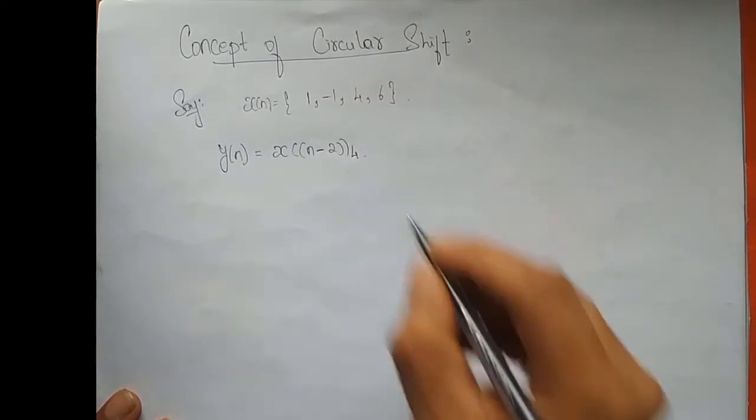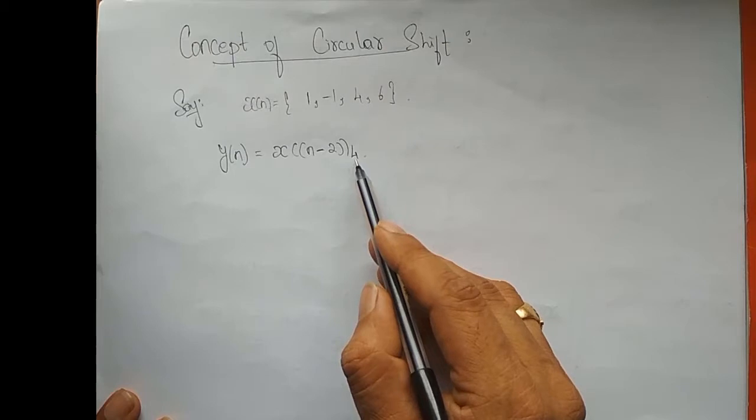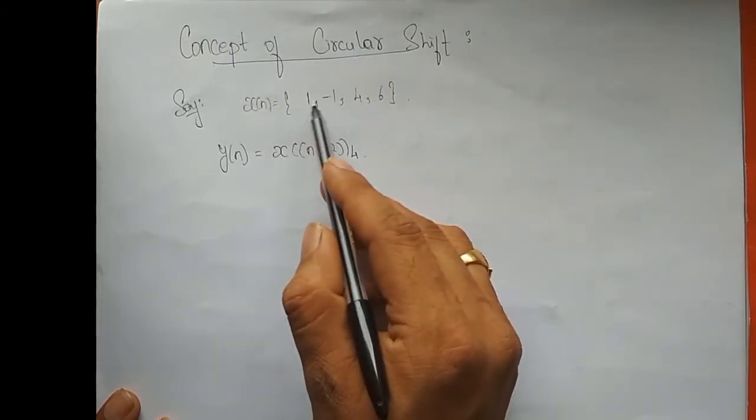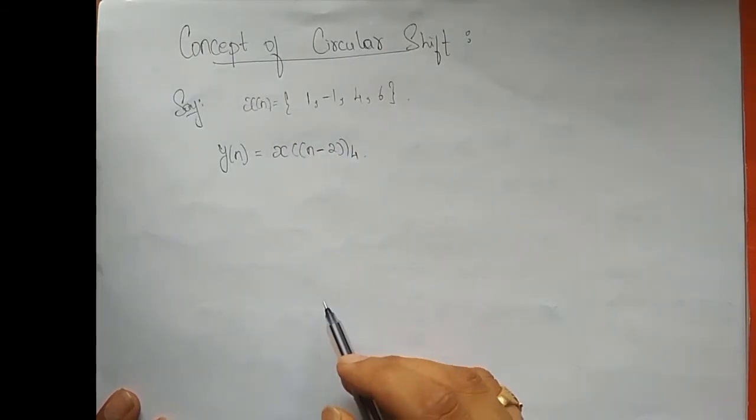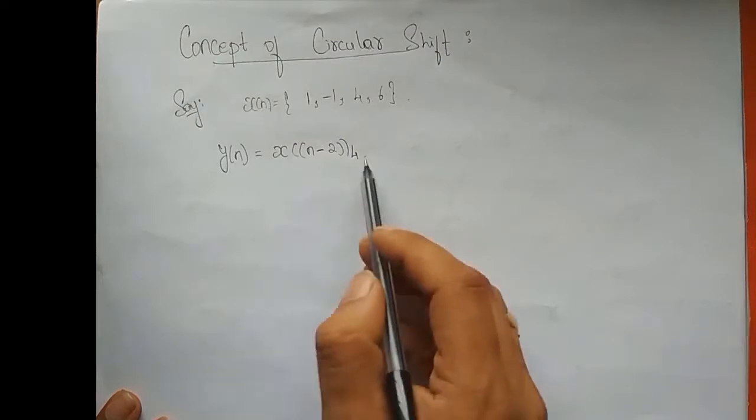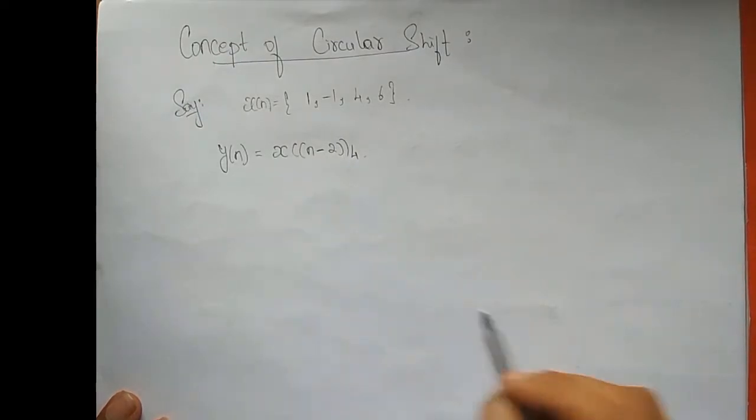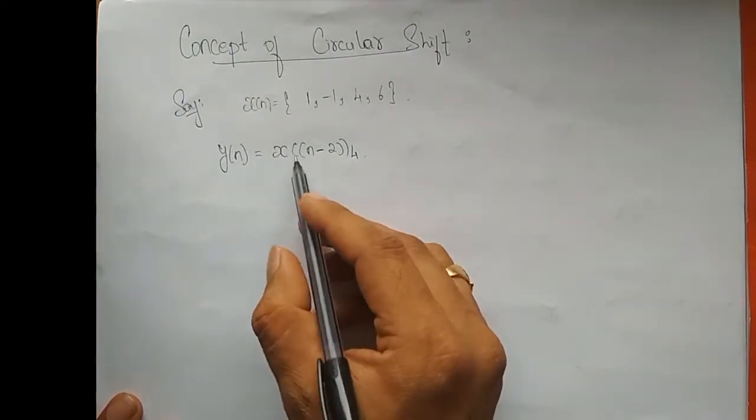mod 4. The reason for the 4 here is because the length of the sequence is 4, right? So that's why we usually write it as 4. We read it out as x of n minus 2 mod 4. So how do we get this sequence?